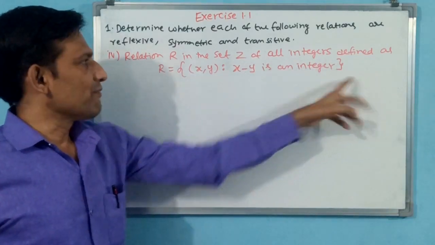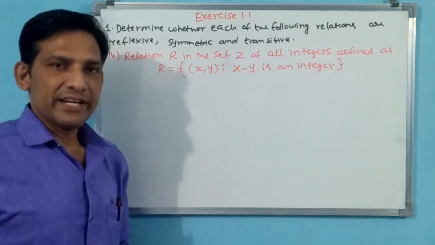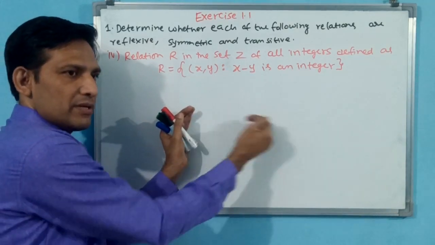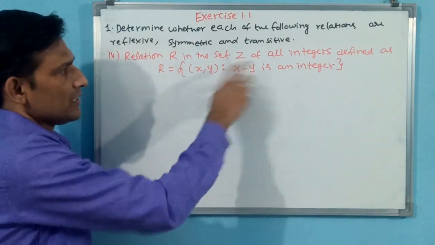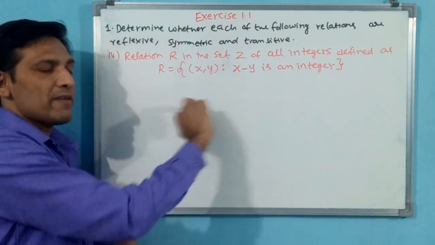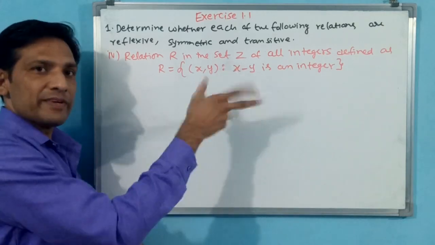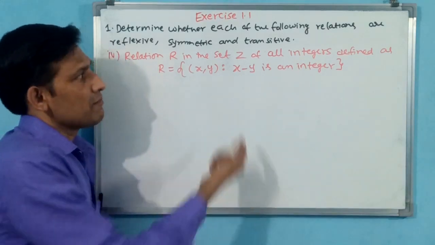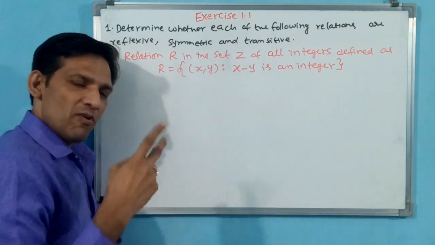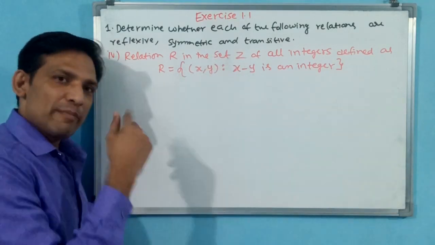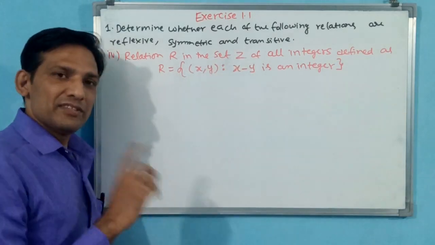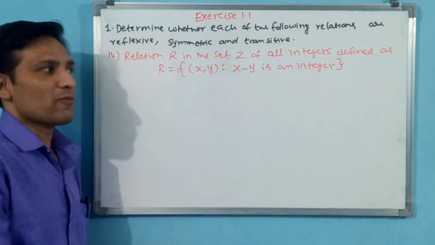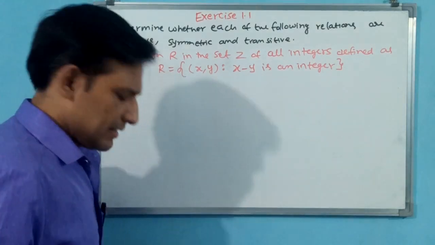Of all integers defined, x minus y is an integer. That means x is in the first coordinate, y is in the second coordinate. x, y, a, b, p, q, r, s, like that. Then you have to subtract y from x. x minus y, not the difference between integers. Even if you write 1 minus 2, minus 1 will come. Minus 1 is an integer. 2 minus 1, 1 will come. 1 is also an integer. 1 minus 1, 0. 0 is also an integer. 3 minus 3, 0. 3 minus of minus 1, 3 plus 1, 4. 4 is also an integer. That means all will come in this.